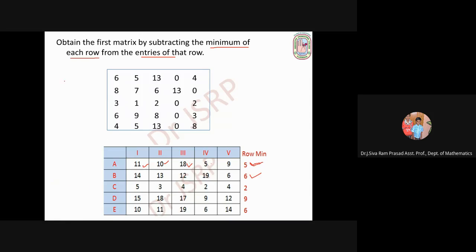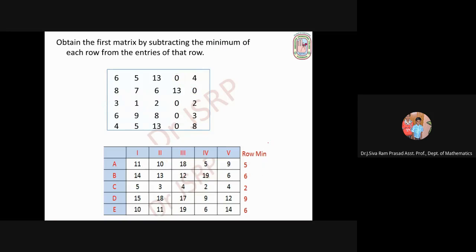Okay, right. So for first job A, what are the possible assignments? This is possible assignment, that is fourth person. For job B, possible assignment, this, fifth person. For job C, possible assignment, third person again. Okay, like that. So these 0 entries represent possible assignments for jobs. So that is the meaning of first step: subtracting minimum of each row from the entries of that row.